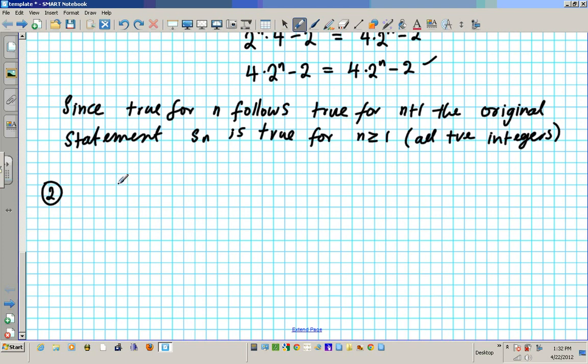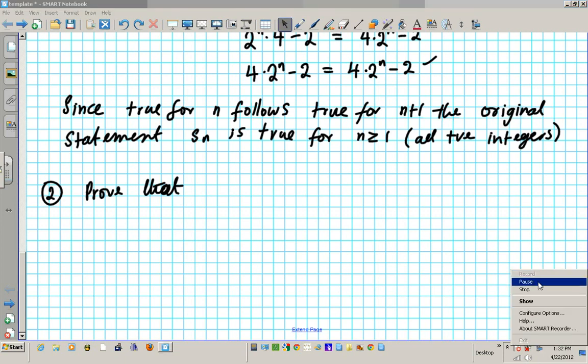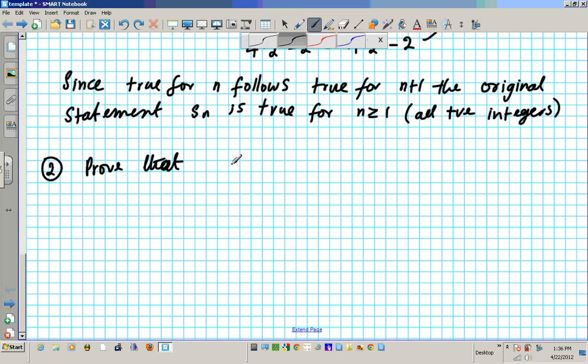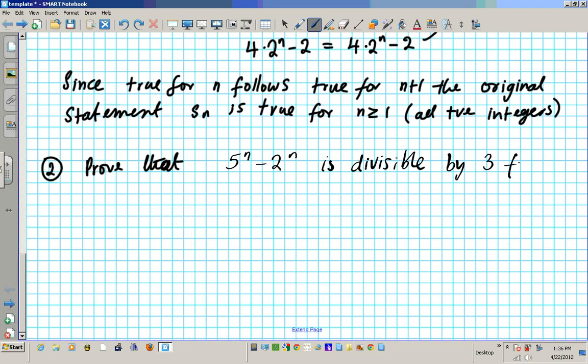Number 2, we're going to try and prove that 5 to the n minus 2 to the n is divisible by 3 for all positive integers. Let me change my pen to this one. Okay, so that's what I want to prove.